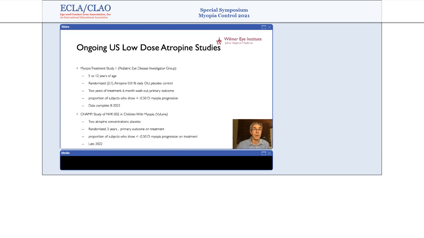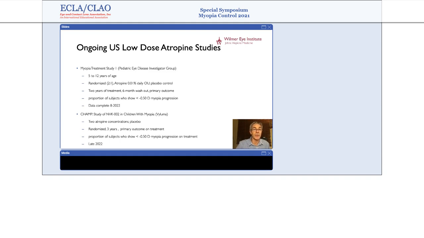So the first study, Myopia Treatment Study 1, which I co-chair, children 5 to 12 years of age, we're using just a single dose of 0.01% atropine with a placebo control. We have a 2-year treatment plan because that's what we could afford. The outcome measure will be the proportion of subjects who show less than -0.50 diopters of myopia progression. We will complete our washout data collection in August 2022, and of course hope to go public with the results shortly thereafter, assuming we have them published.